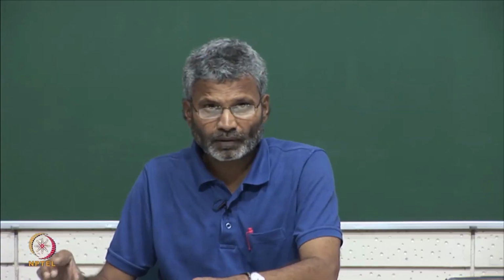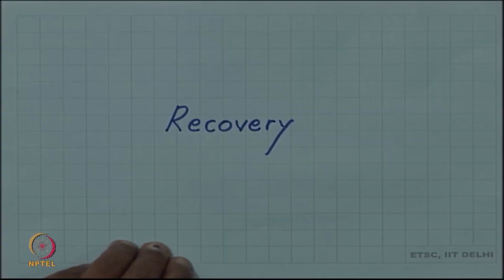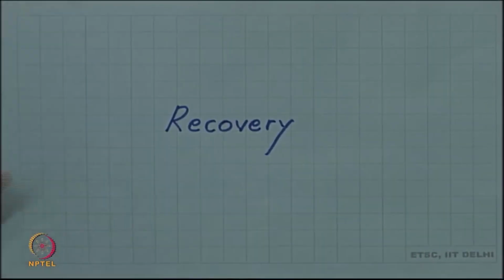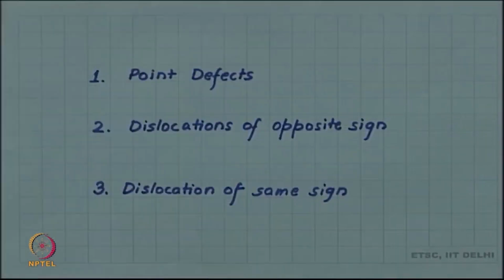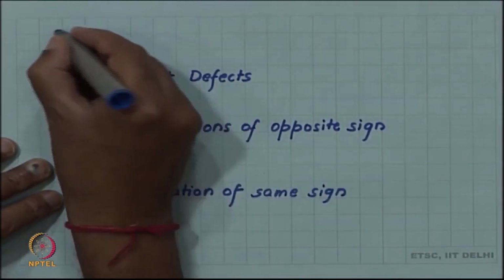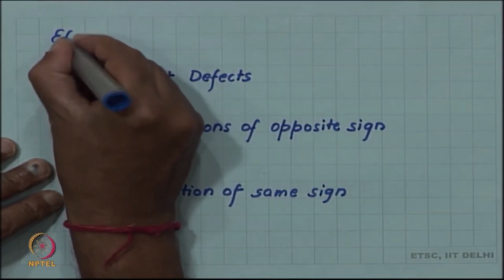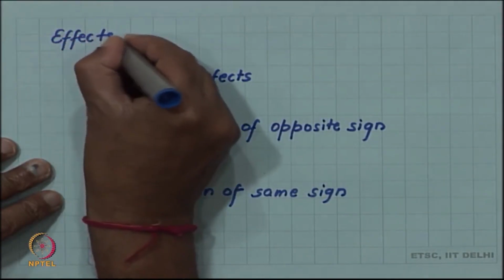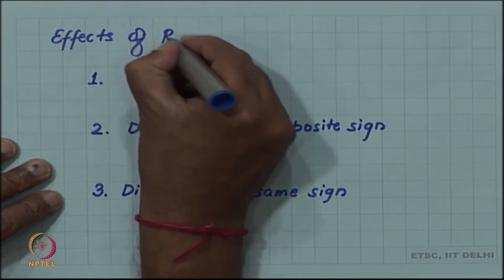We saw that the deformed material, when it is heated, a process called annealing, undergoes several processes by which the property is restored to its earlier value. So, the first stage of such an annealing process is recovery, and we will now look at what is happening in recovery. So, effects of recovery.